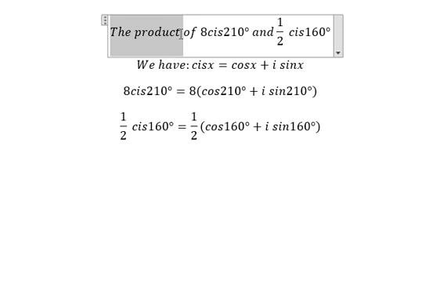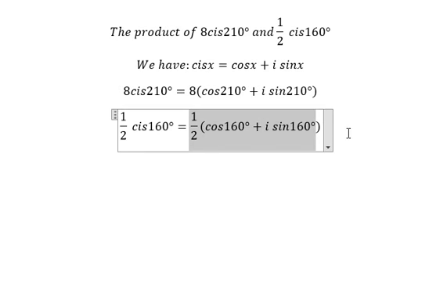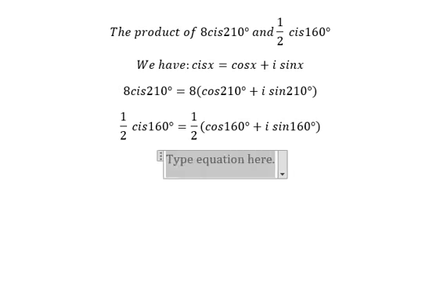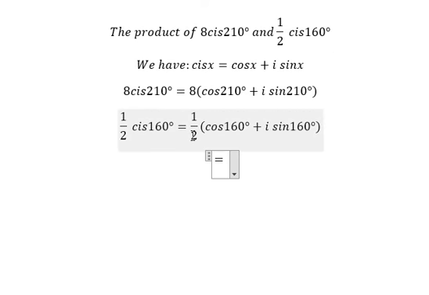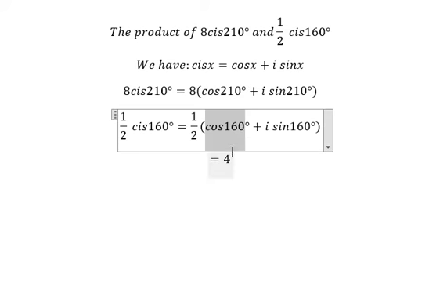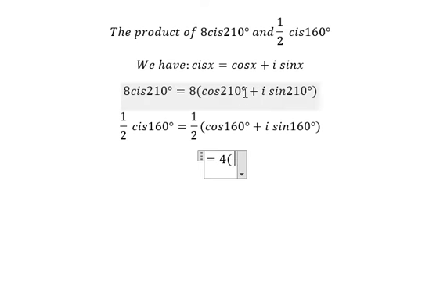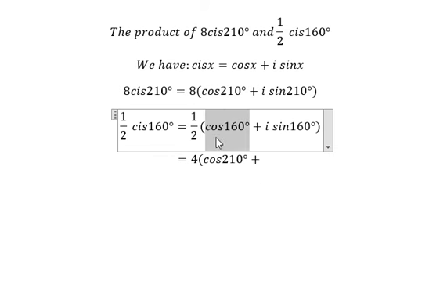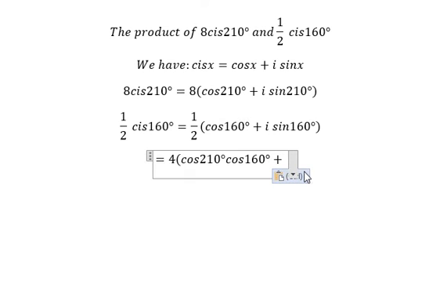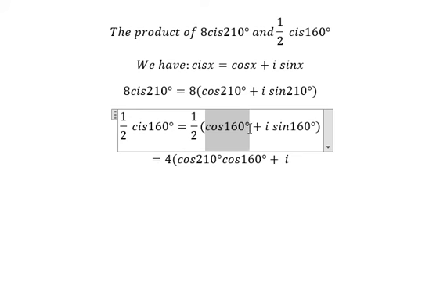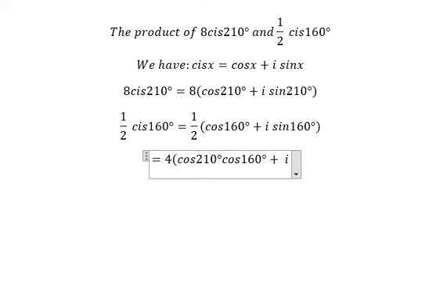Because the question wants to find the product, that means this one multiplied by this one. So 8 divided by 2, you get 4. So this one multiplied by this one. Next, we put i in here because this one multiplied by this one, and this one multiplied by this one, so we have the same i in here.